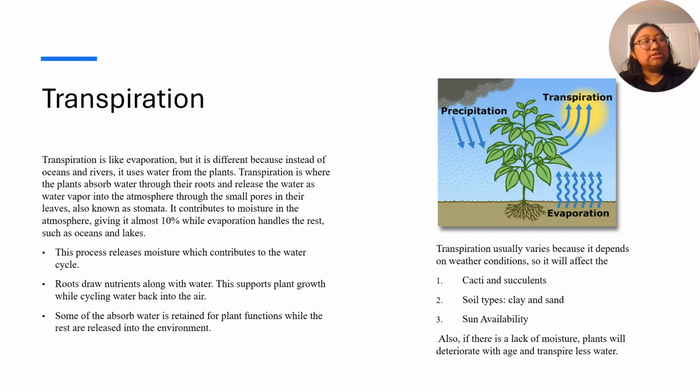Sun availability. Some plants have a really small amount of sunlight, so they rarely get any sun. And there are plants that get a lot of sun, which affects the water vapor because they're getting a lot of sun, but they're not getting enough water back. So it damages the plants. And then here you can see how it's working: evaporation, transpiration, and precipitation.